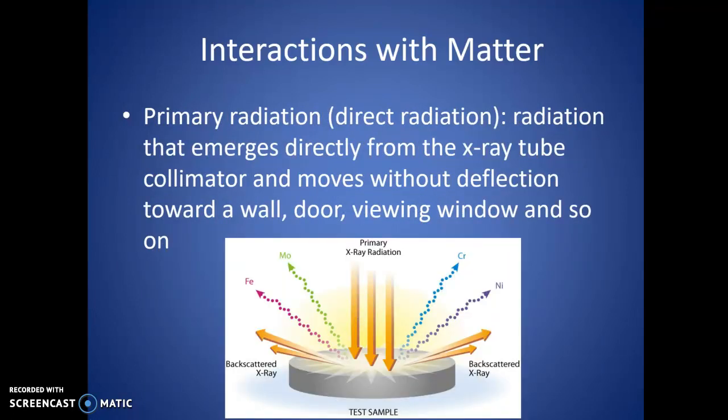Primary radiation is direct radiation. This is radiation that emerges directly from the tube collimator and moves without deflection towards a wall, door, viewing window, and so on. So basically, the primary radiation is what's exiting the X-ray tube.